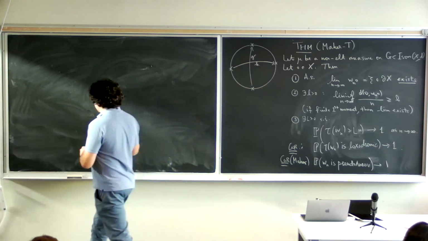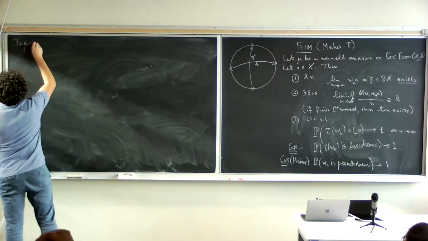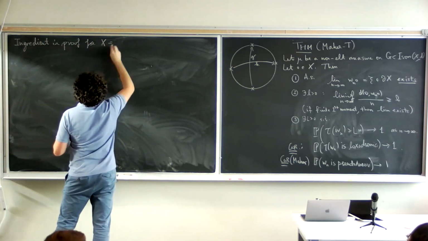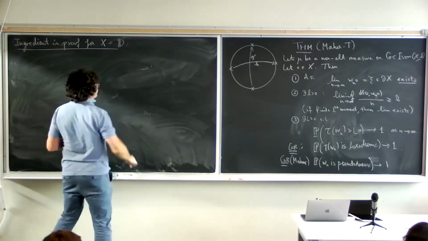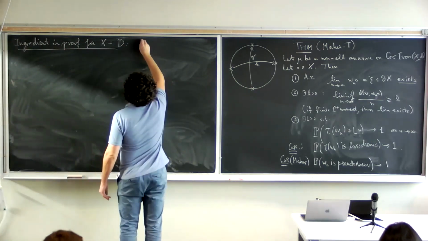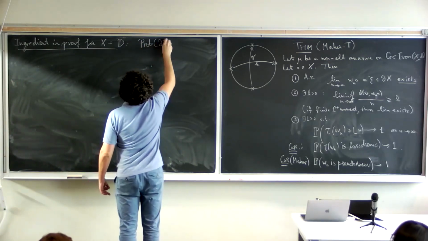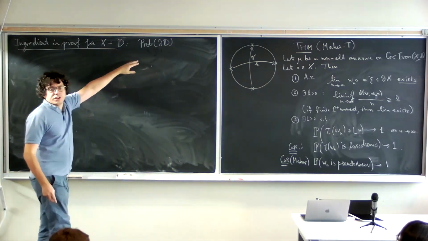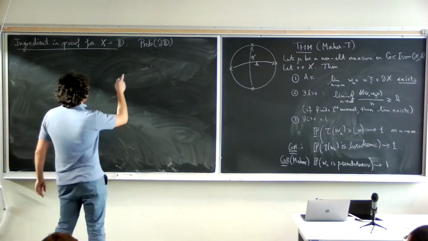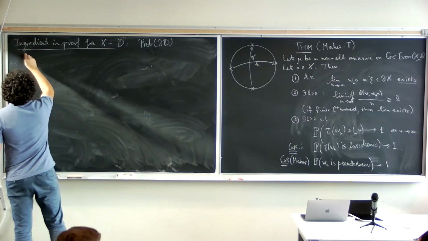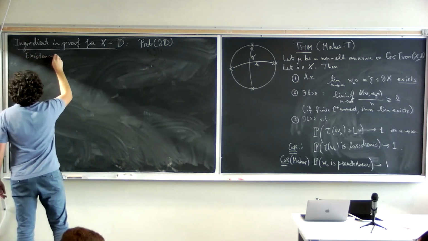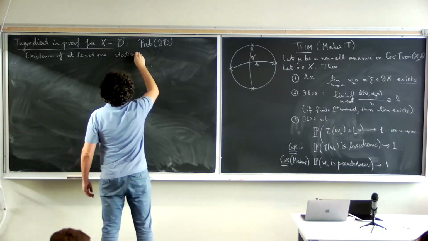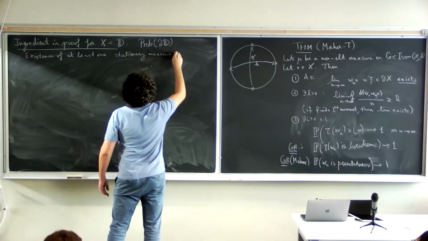And there was an important ingredient in the proof for X equals the disk, which you already saw. We were looking at the space of probability measures on the boundary of the disk, which was a circle, of course. And then we were constructing a stationary measure. So the most important point, the first point, is the existence of at least one stationary measure on the boundary.